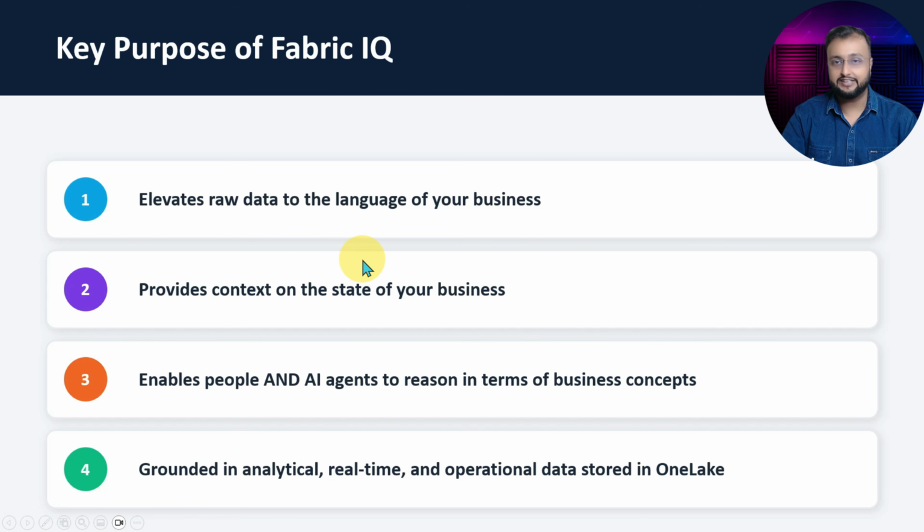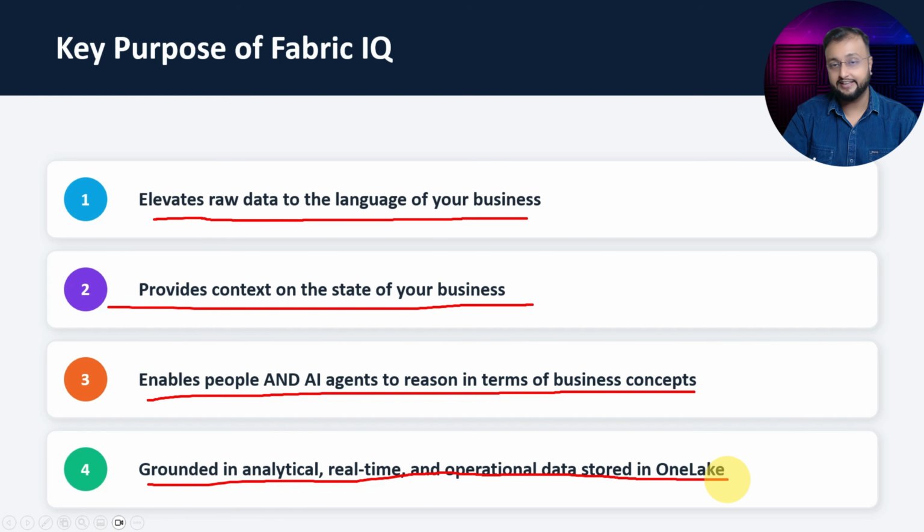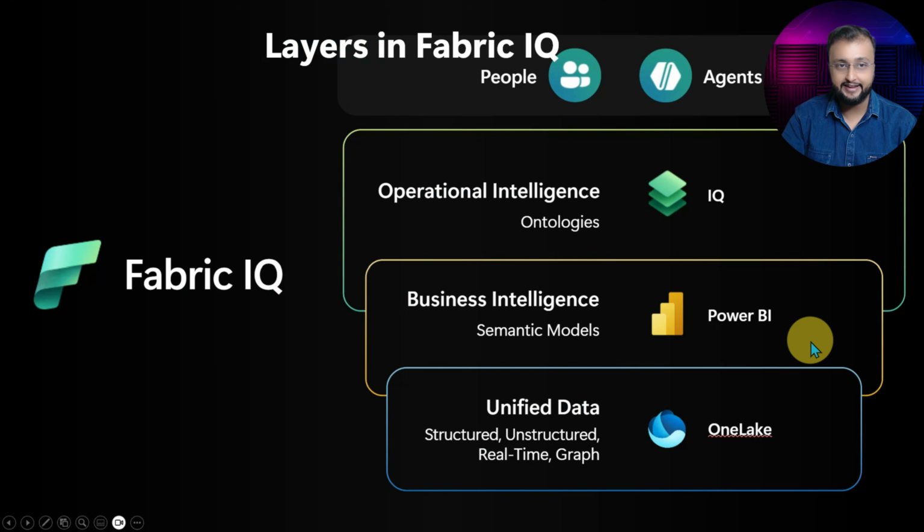So, number one reason is we already know that it elevates the raw data to the language of your business and provides the context on the state of your business. And it enables people and AI agents to reason in terms of business concepts and grounded in analytical, real-time and operational data stored in your OneLake. So these are the main key reasons to choose Fabric IQ.